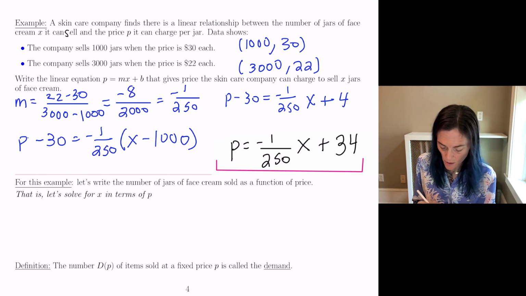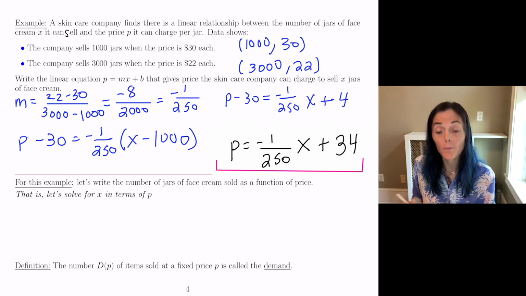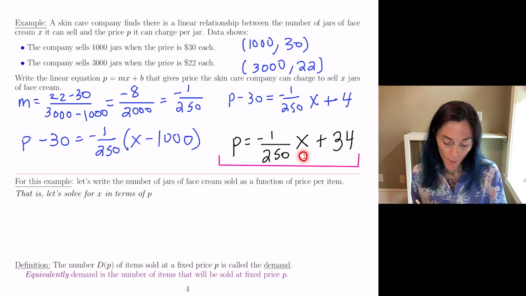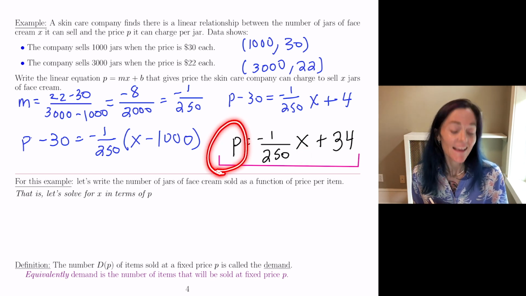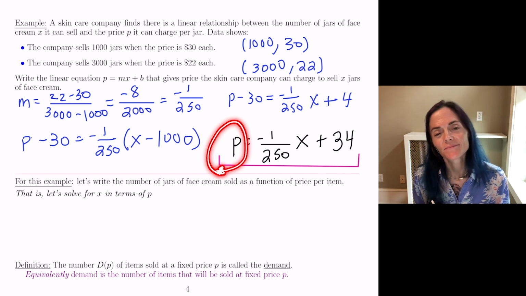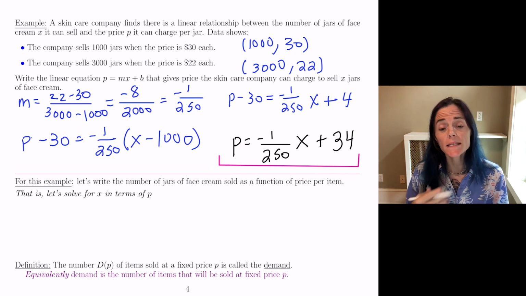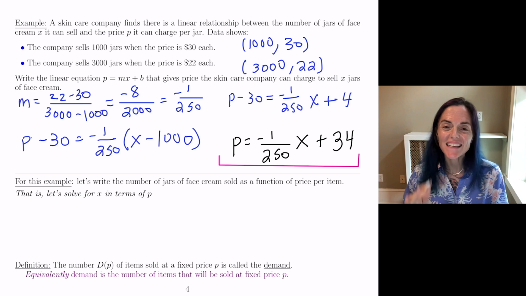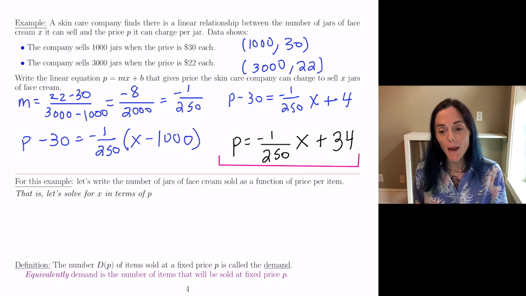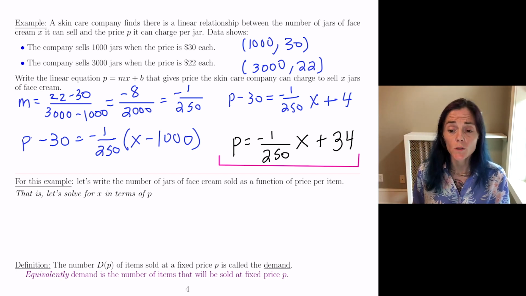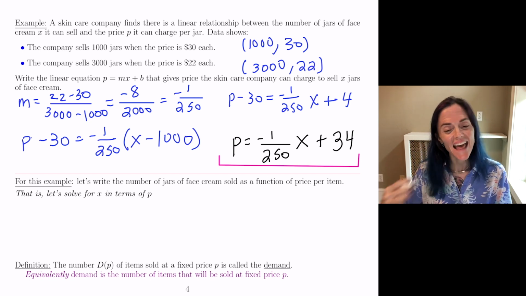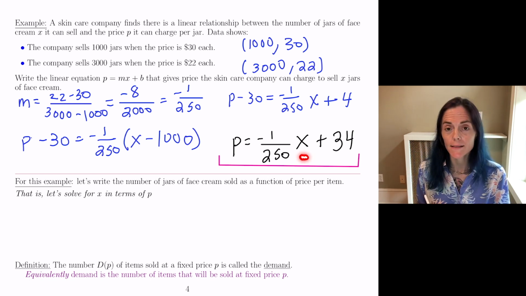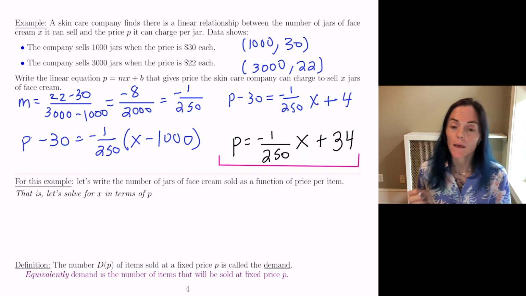Here's my final answer: this linear relationship between the number of jars of face cream the skincare company can sell and the price it can charge per jar. Now, for this example, let's do something a little bit different. Let's write the number of jars of face cream sold as a function of the price per item. That is, we will solve for X in terms of P.